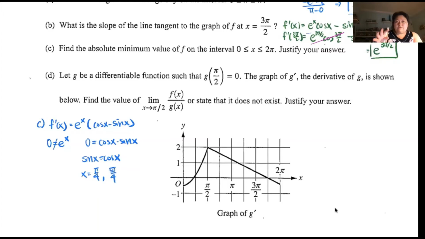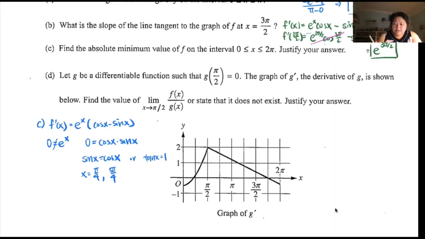Another way would be to divide both sides by cosine, and therefore you get tangent of x equals 1. And then you ask yourself, when is tangent equal 1? And you'll get the same answer too. So that's another way to do it, okay? So, all right, those are my two extrema. Now I gotta check and see if they are truly my maximums, right?